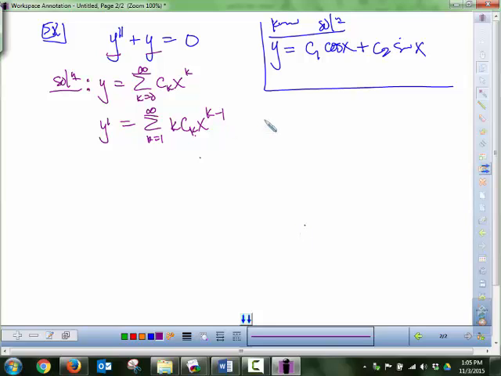And we'll do the same thing to get the second derivative. We'll have k times k minus 1, c sub k, x to the k minus 2. And for the same reason, when k is equal to 1, that thing's gone, so it would really make a lot more sense if we start with k equal to 2.